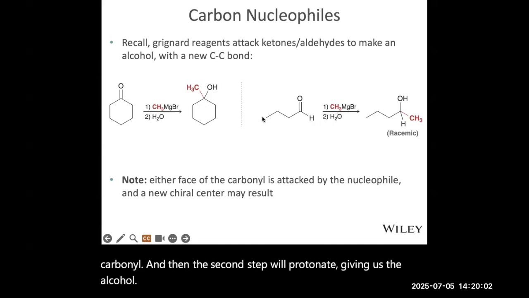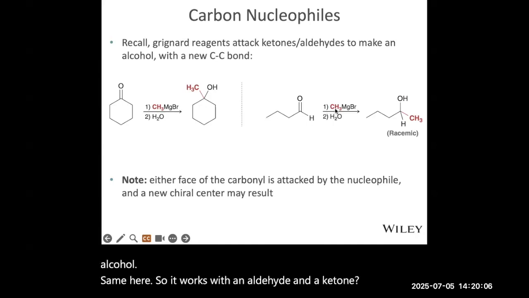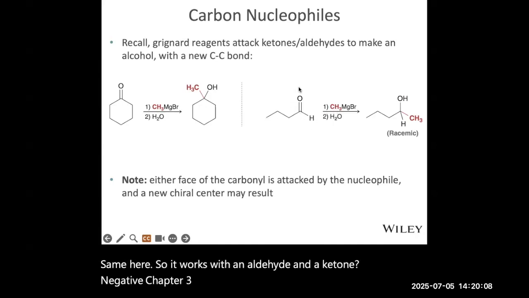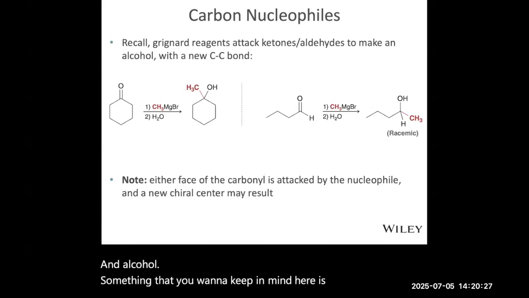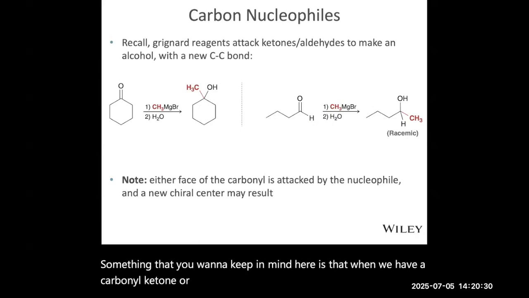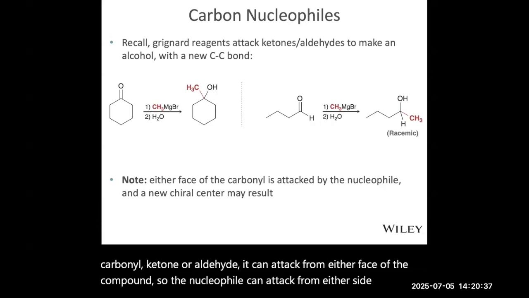Same here. So it works with an aldehyde and a ketone. Negative CH3 here attacks the carbonyl, kicks up, we protonate, and now we have an alcohol. Something that you want to keep in mind here is that when we have a carbonyl, ketone or aldehyde, it can attack from either face of the compound. So the nucleophile can attack from either side, giving us a racemic mixture when we're done.